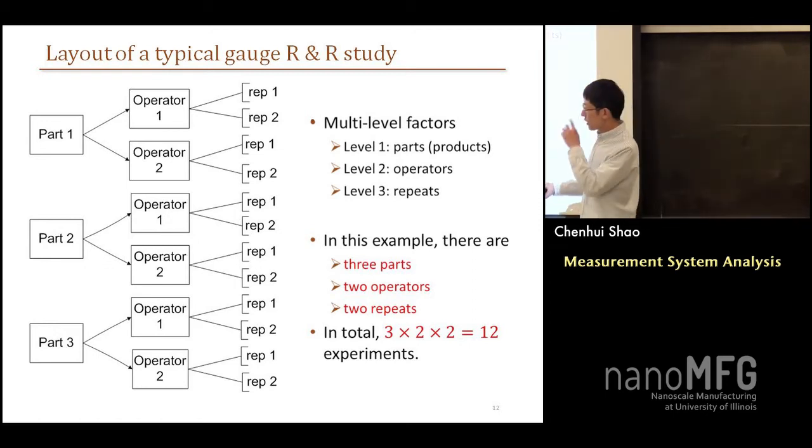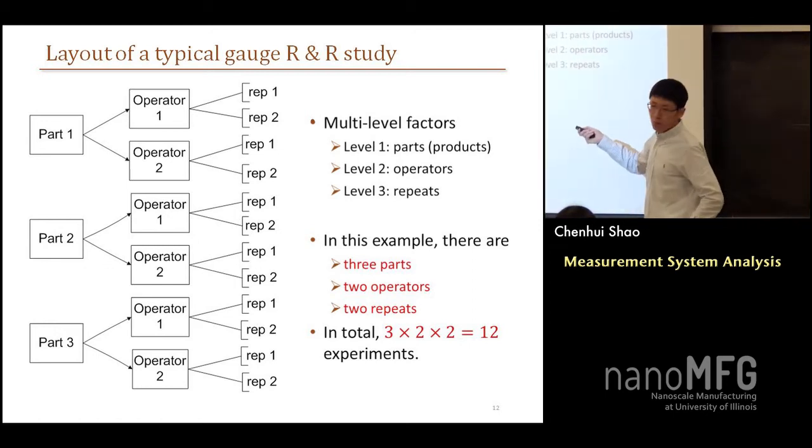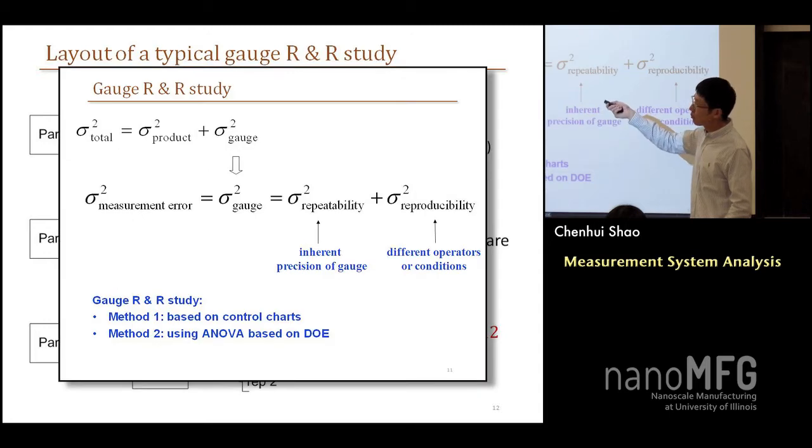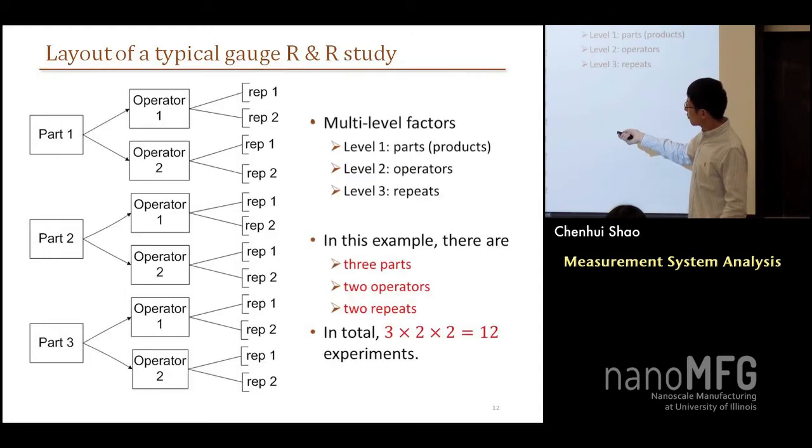Let's say we have three parts, okay? And we have two operators. For each part, each operator, we have two measurements. So this is the repeatability. And this part-to-part variance is sigma product square. And furthermore, this operator-to-operator variability is sigma reproducibility square. So we want to estimate all of them.